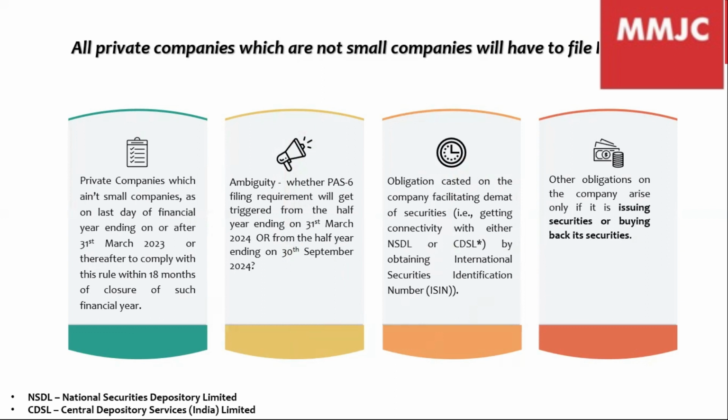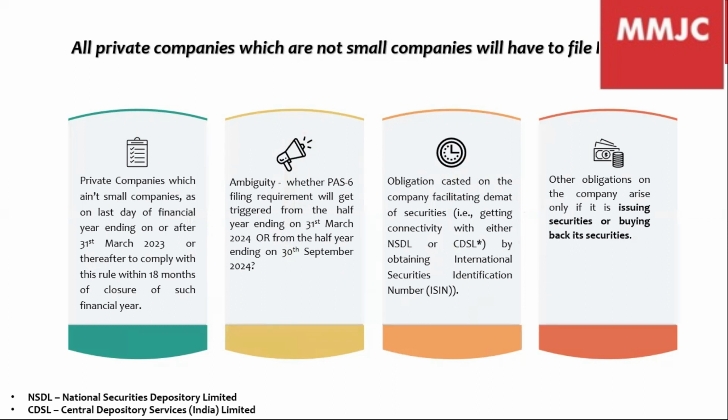However, Subrule 5 of Rule 9B, which is the originator of the requirement of PAS-6, does not mention any time period. Hence, it is ambiguous whether the PAS-6 filing requirement will get triggered from the half year ended on 31st March 2024 or from the half year ended on 30th September 2024.